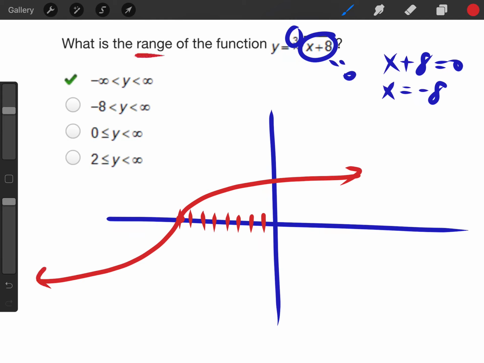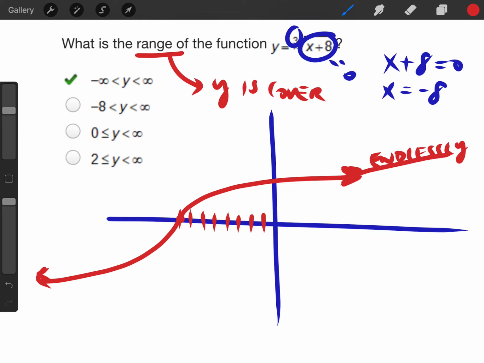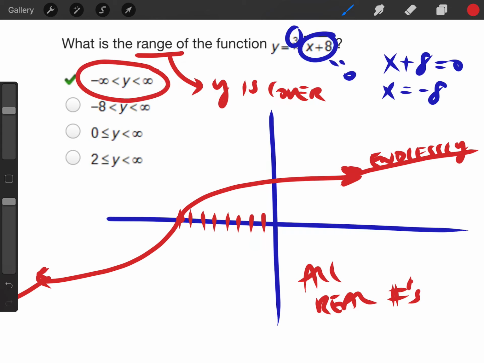Your range is how much your y is covering. You have to understand that when there's an arrow on both ends, it's going endlessly. So it's going to keep going up and up and up, and it's going to keep going down on the other side. So your range is going to be all real numbers, from negative infinity to positive infinity.